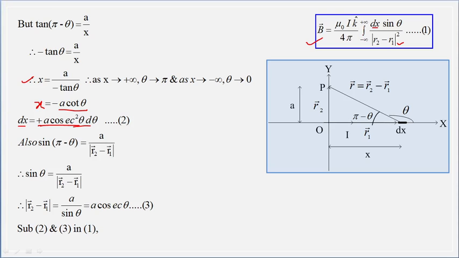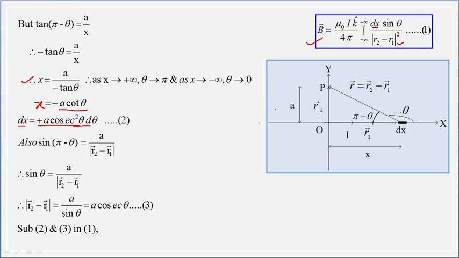See here, minus infinity to plus infinity is the limit for x. x is going from minus infinity to plus infinity. So that is the range of the value of x.